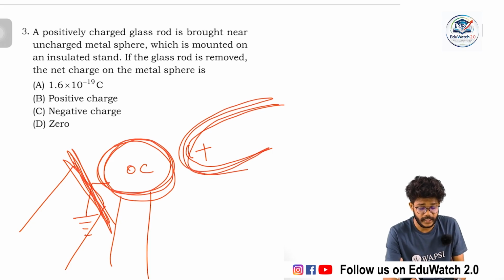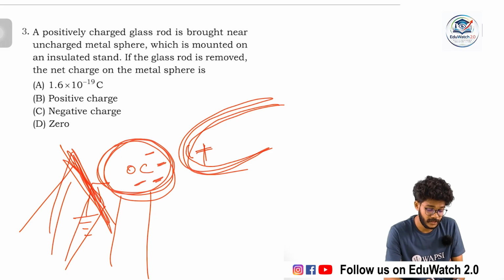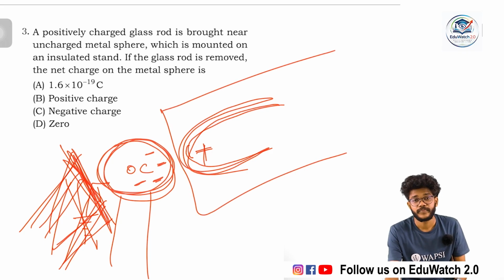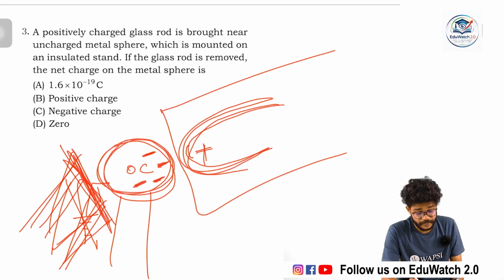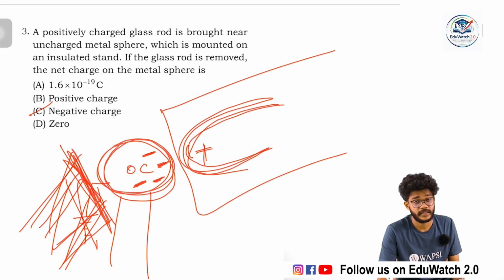By putting the glass rod near the sphere, this negative charge will come near the positive charge. By attraction, opposite charges get attracted. After that we want to remove the earth, and then we want to remove the glass rod. Then this negative charge will stay inside the sphere. In that case, the negative charge is the correct answer.